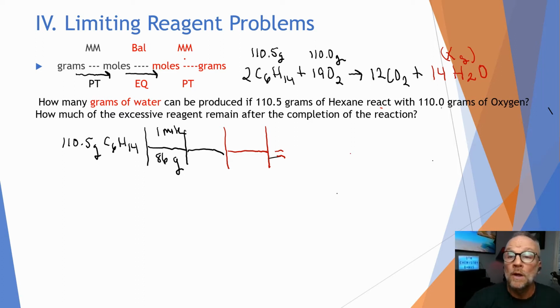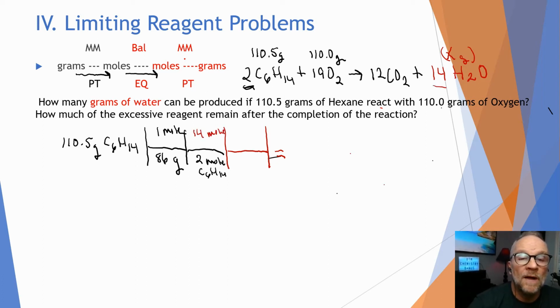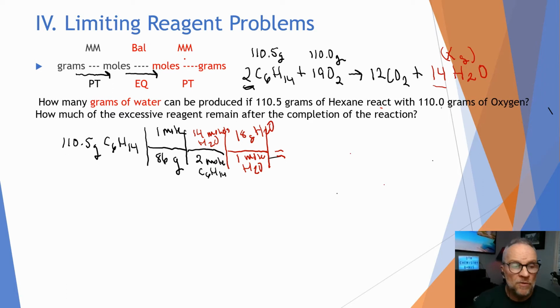All right, so now we'll go from moles of the reactant to moles of the product that we're solving for. In this particular case, we're solving for water. So for every 2 moles of hexane, C6H14, we have 14 moles of H2O. Get that from the balanced equation. And then for every 1 mole of water, we'll have 18 grams. I got that off the periodic table as well. All right, so let's work that out. If we work that out, I believe we get 161.9 grams of high quality H2O.